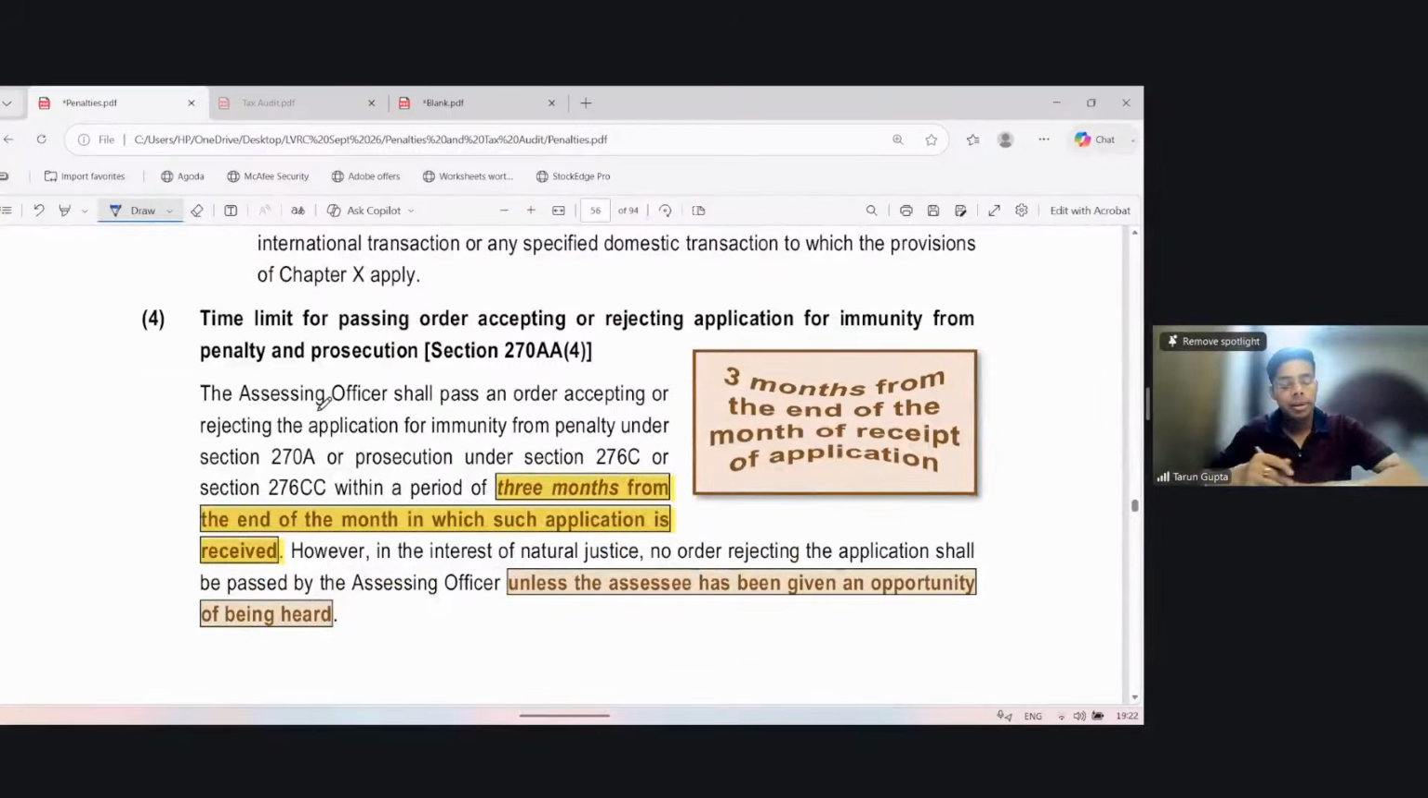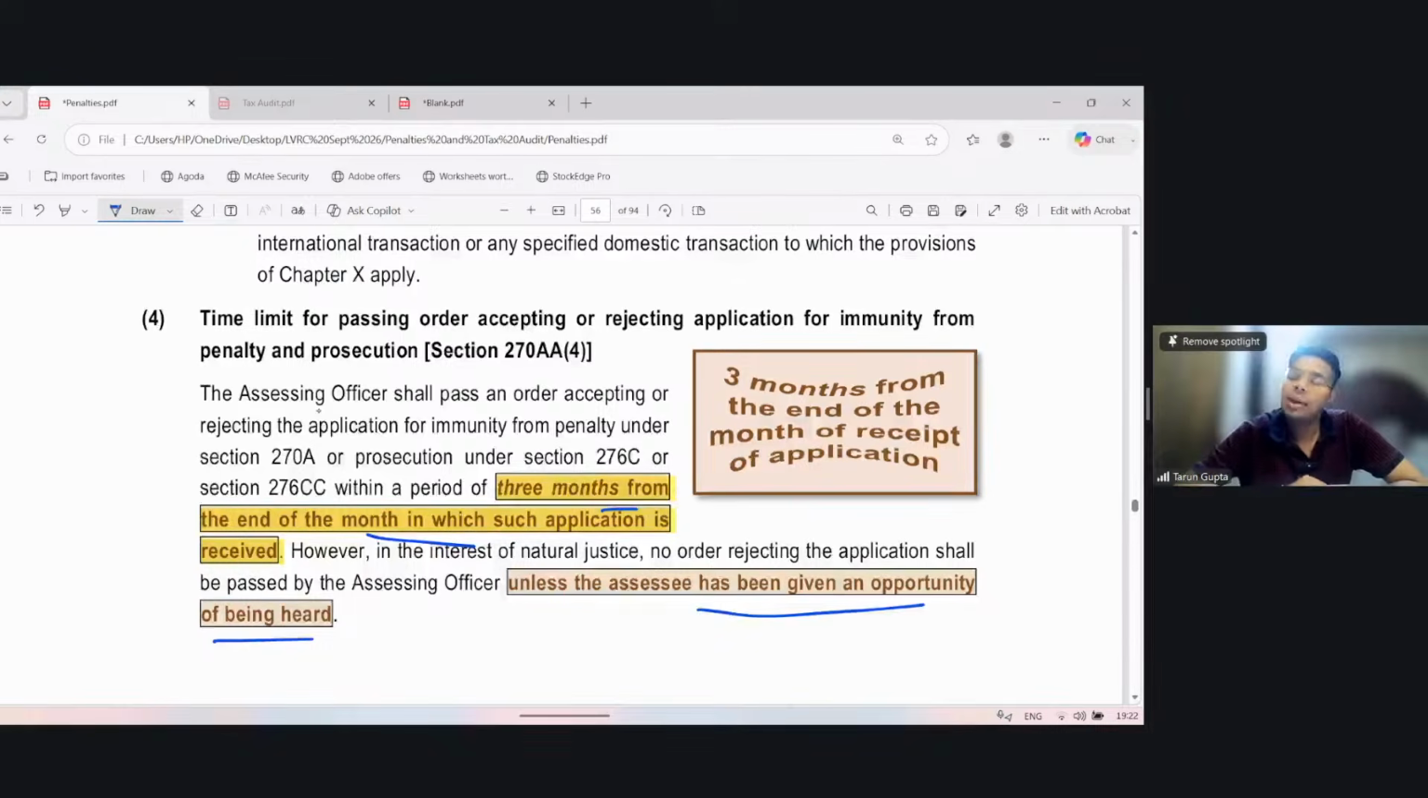We have a time limit for passing the order. So if any application is made before the AO under section 270AA for grant of immunity, then the AO shall pass the order accepting or rejecting the application within a period of 3 months from the end of the month in which such application is received by him. However, in the interest of justice, no order rejecting the application shall be made without giving an opportunity of being heard to the assessee. So, audi alteram partem.